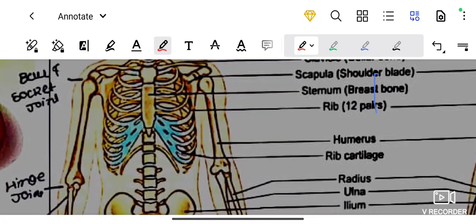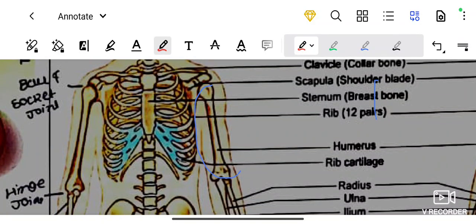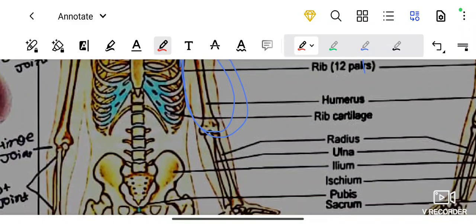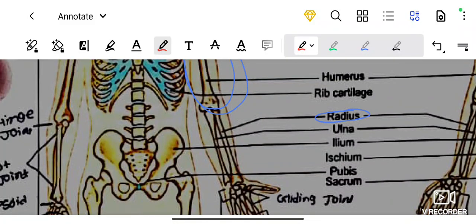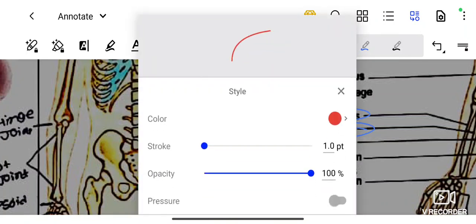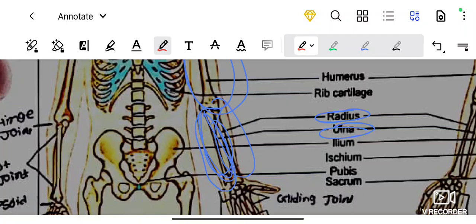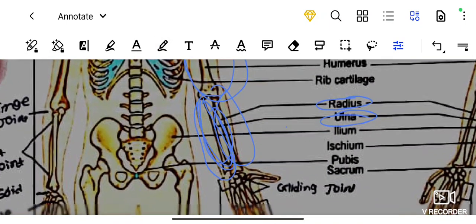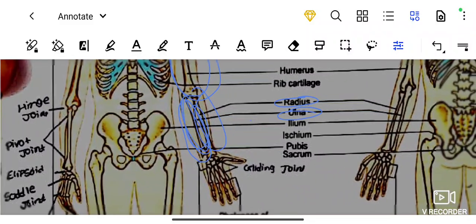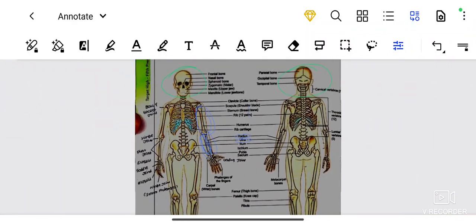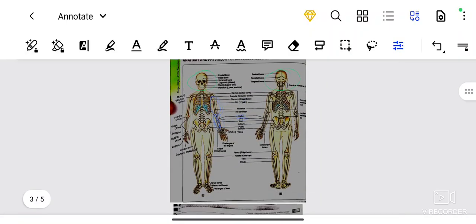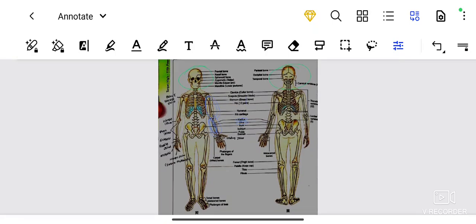This part we can say is the humerus bone, and below the humerus we will find two types of bones, that is radius and ulna. One part is radius and another part is ulna. This is the anatomy and physiology of the musculoskeletal system.